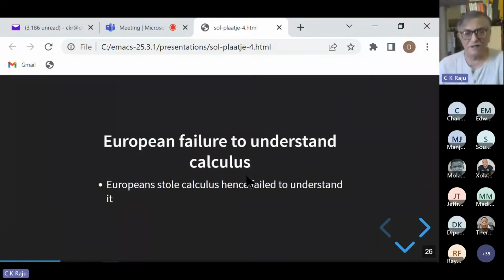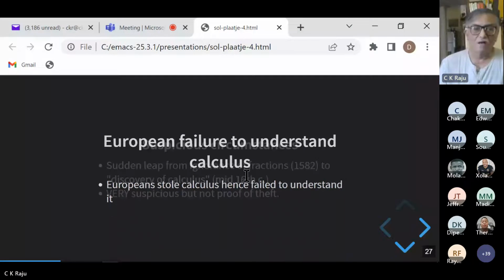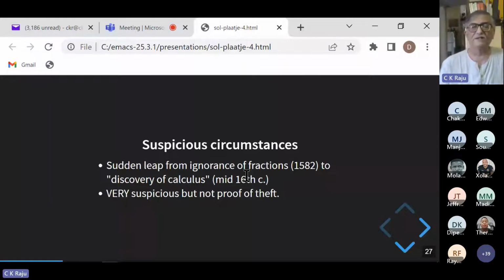So Europeans fail to understand calculus. That's the point, because they stole it. That's why I'm talking about theft. It is suspicious that very suddenly they don't know fractions in 1582, and by the mid 17th century, in less than 100 years, they claim to have got calculus. So suspicious, but not true.